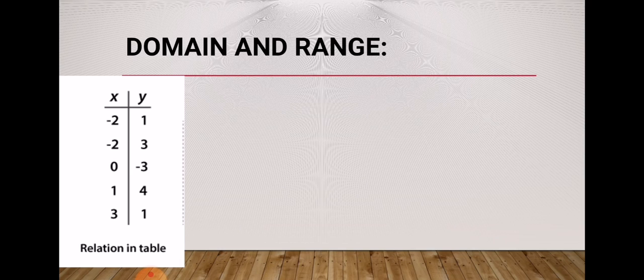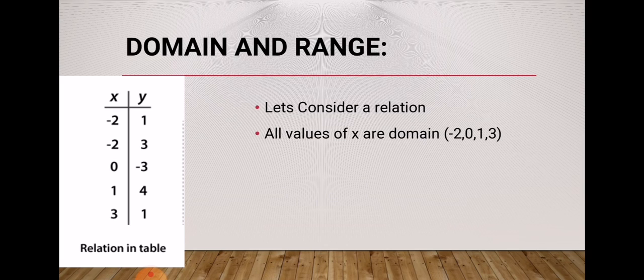So next, domain and range. What is domain and range? All values of x in this relation are the domain, and values of y are the range. So the domain is -2, 0, 1 and 3, and the range is 1, 3 and 4. Which values are being repeated? -2 is repeated in x and 3 is repeated in y. Repeating values will be written once only.